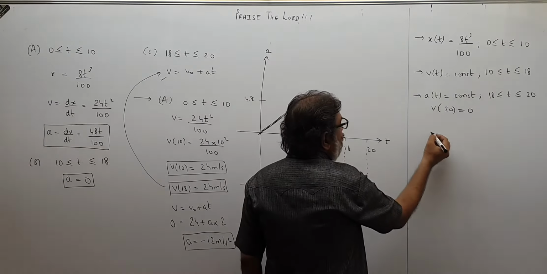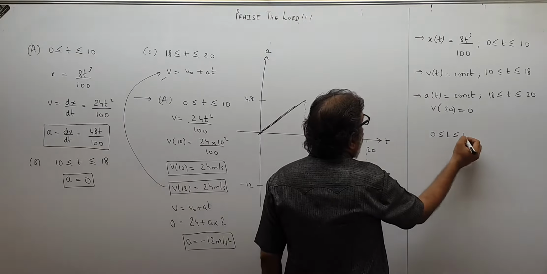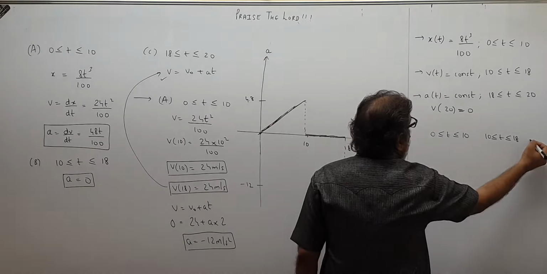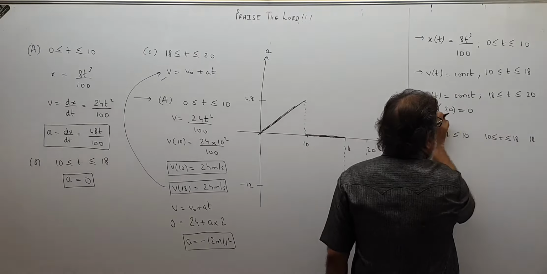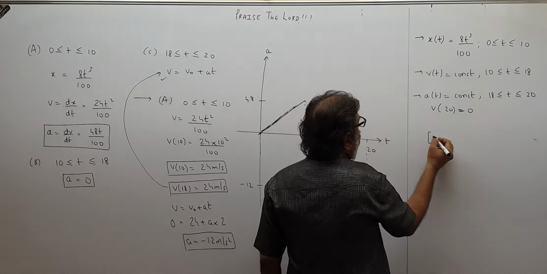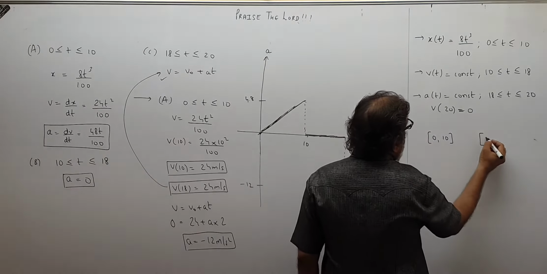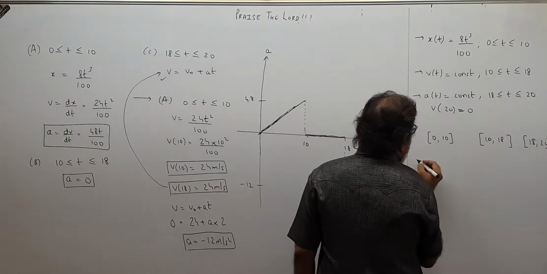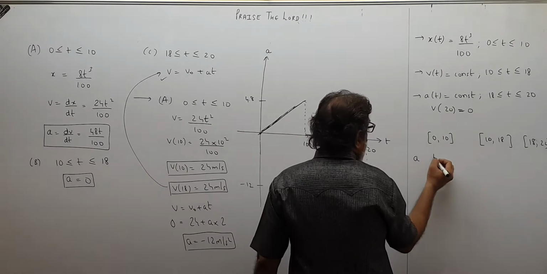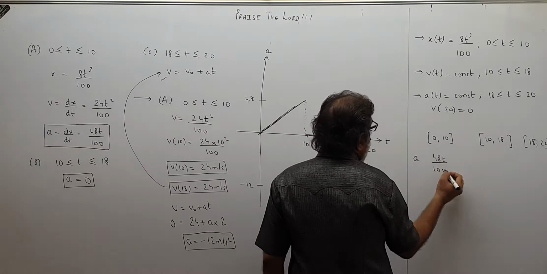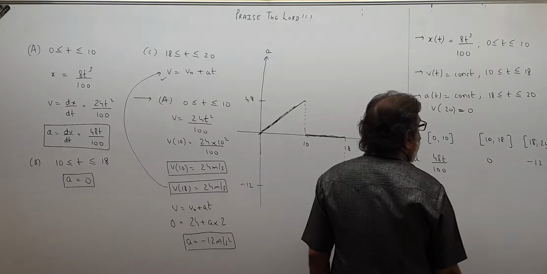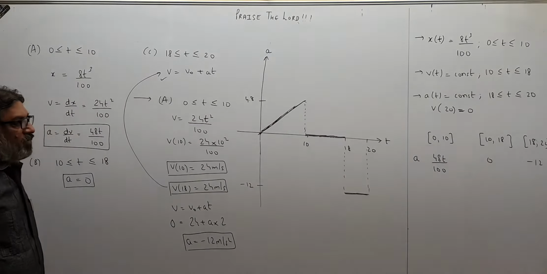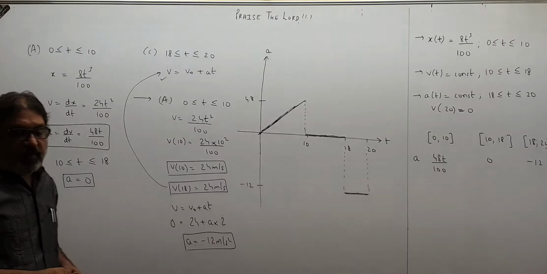So one thing is 0 less than equal to t less than equal to 10, then 10 less than equal to t less than equal to 18, and I write it over here. From 0 to 10, I think like this. From 10 to 18 and from 18 to 20. Formula of acceleration is 48t upon 100. Here it is 0. Here it is minus 12. Right? Okay. So this is about acceleration versus time. Please pause and copy, children. Then we talk about velocity.